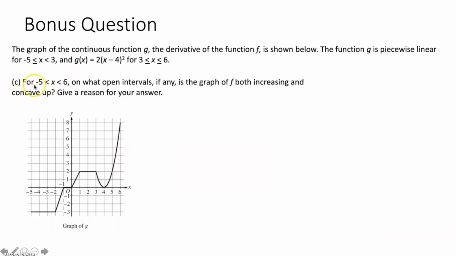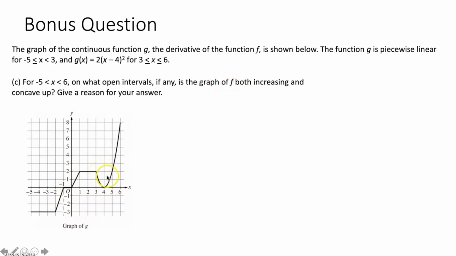Now part C says, for the interval from negative 5 to 6, on what open intervals, if any, is the graph of f both increasing and concave up? Give a reason for your answer. Now if you recall, we are given the graph of g, which is the derivative of our function f. So we are given the graph of the first derivative.